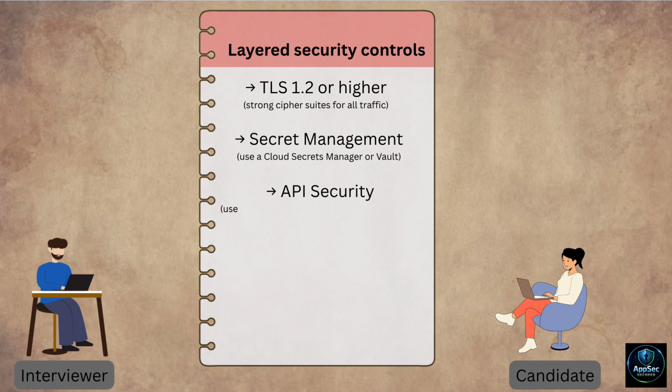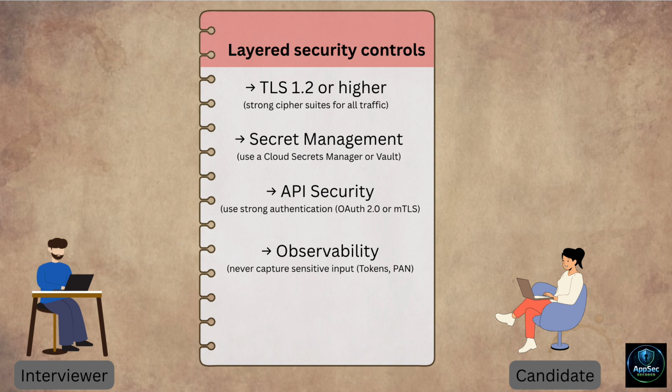Then for API security, the payment service API itself must use strong authentication, OAuth 2.0 or MTLS. And strictly validate input schemas to prevent injection. We must also implement rate limiting. For observability, logs must never capture sensitive input, tokens, PAN. We implement monitoring to alert on anomalous payment failure spikes or unexpected database queries. Last would be DevSecOps. We integrate SAST and DAST into the CI/CD pipeline to catch vulnerabilities before they hit production.